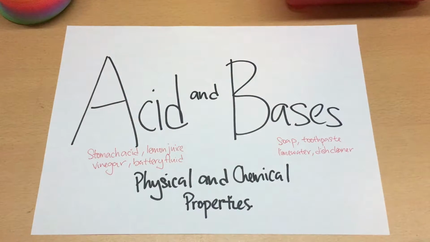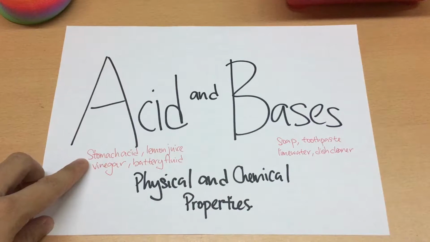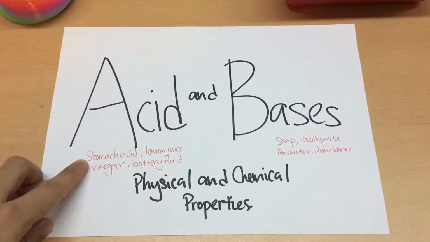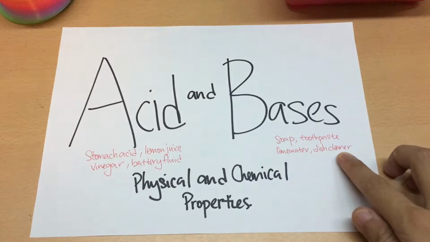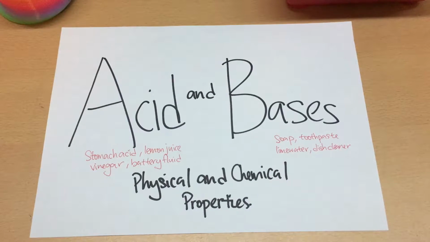Hi there, today's lesson will be on the topic of acids and bases. Chemicals such as acids and bases can be found in our daily lives. Lemon juice, stomach acid, battery fluid and vinegar are some common examples of acids, while soap, toothpaste, lime water and dish cleaners are common examples of bases. As such, knowing the physical properties of acids and bases as well as their chemical reactions will be essential for us to understand the world around us.